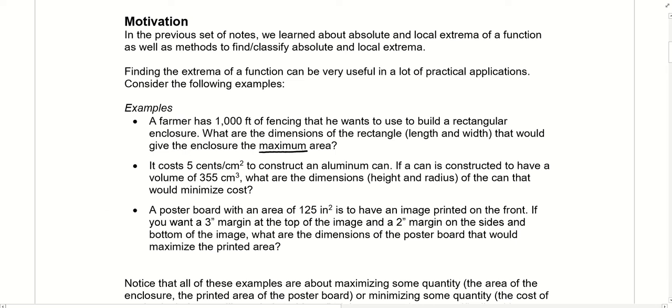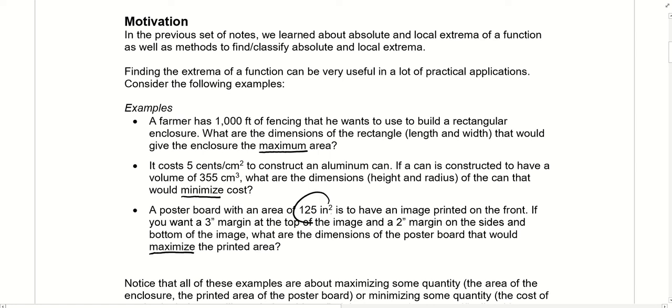So maximizing the area. Another example here, say it costs 5 cents per centimeter squared to construct an aluminum can. If a can is constructed to have a certain volume, what are the dimensions of the can, say height and radius, that would minimize the cost, so minimizing a value? Or last example here, say we had a poster board with a certain area and we wanted to print an image on the front. And if we wanted to have a certain margin at the top of the image and then a certain set of margins on the side and bottom, what we could do with extrema is we could find the dimensions of the poster board that would maximize the printed area.